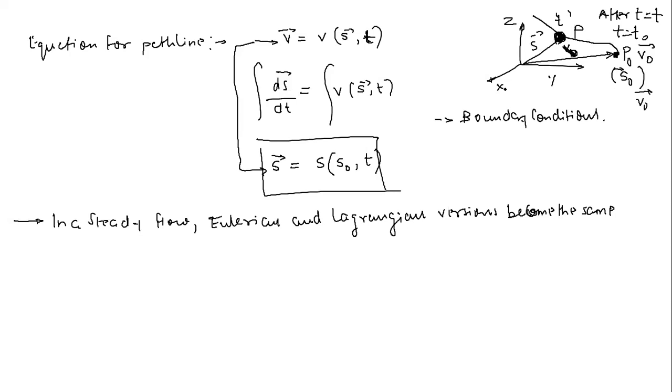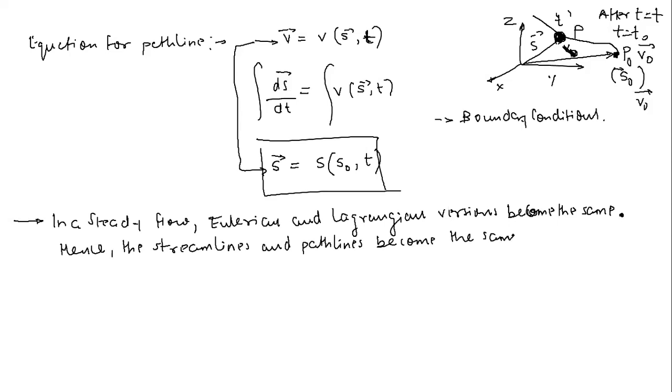So what is happening? The velocity is not changing with respect to time. So in a steady flow, the Eulerian and Lagrangian approaches both represent the same thing. Just think about this. If they both represent the same thing, then hence the streamlines, just remember, streamlines and path lines become the same.